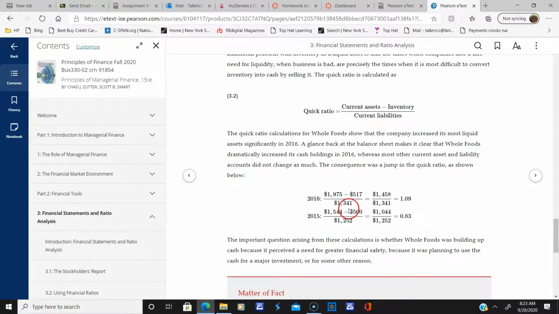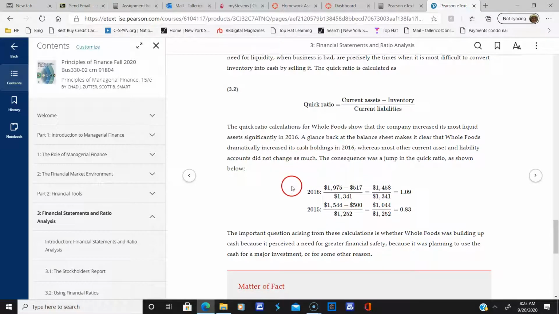So you can see what they do here. And here's 2015 and here's 2016. So you can see they're subtracting off the inventory. And once again, if you don't know where these numbers came from, just please email me and I'll help you in a second. So you can see their quick ratio, again, is higher in 2016 than it is in 2015.